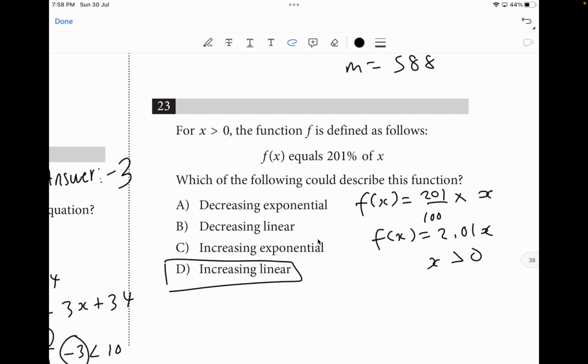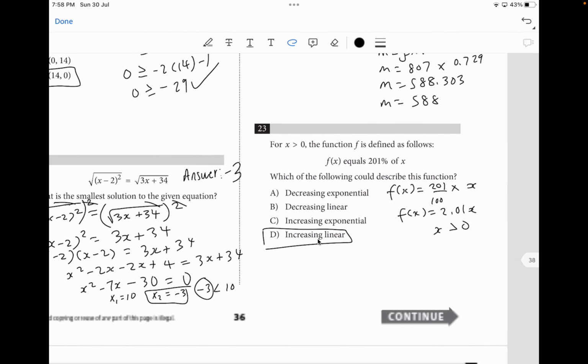The reason why also is that furthermore, f of x increases at a constant rate of 2.01 for each increase of x by 1. And we can see that the function with a constant rate of change is linear, right? So since f of x increases at a constant rate of 2.01 for each increase of x by 1, the function f can be described as an increasing linear function, okay? So it's going to be option choice D. Choice D is going to be the correct answer for question number 23.